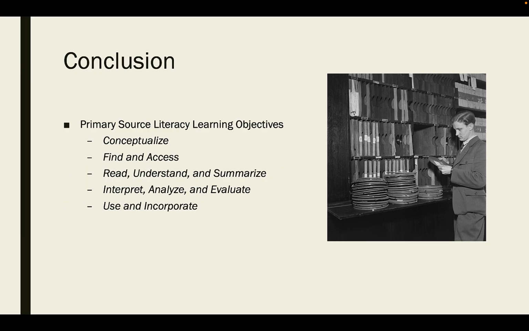In conclusion, the primary source literacy learning objectives, as outlined in the guidelines for primary source literacy, all work together and are dependent upon one another. They refer to your ability to conceptualize, find and access, read, understand and summarize, interpret, analyze and evaluate, and use and incorporate.